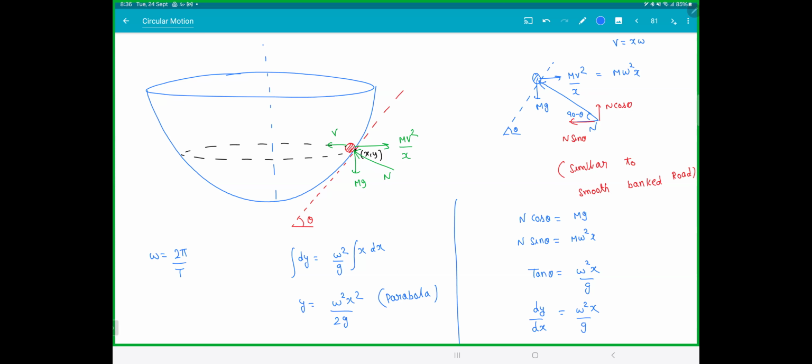Actually, if you can figure out it's a banking angle, you didn't even need to do this much. We know tan theta is v square by rg, right? We already proved that. And what is v? v is equal to omega x, and tan theta is dy by dx. Integrate, you'll get the same answer. So I took some random speed v at a random x coordinate and y coordinate, and there I got the equation. Check it out. Clear? Any doubts on this?